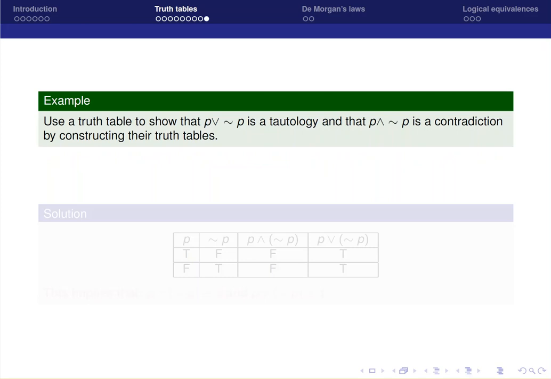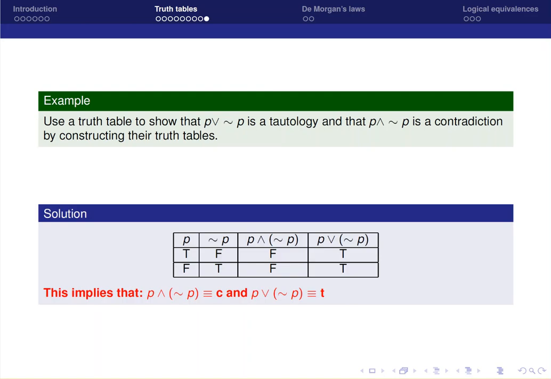And we can show that by looking at the truth tables. As you can see, when I put the and in the middle of P and not P, I get a column that is always false. So that literally means that we have a contradiction. It is never true. Whereas in the column for P or not P, everything is true all the time. So this is an example of a tautology. And we use the small t and the small c for tautology and contradiction. So in other terms, what we're saying is that P and not P is equivalent to a contradiction, whereas P or not P is equivalent to a tautology.